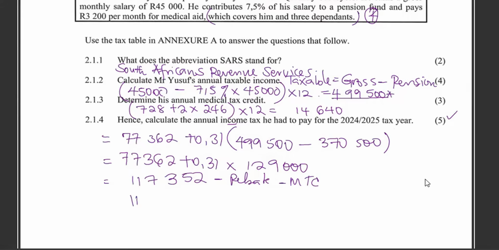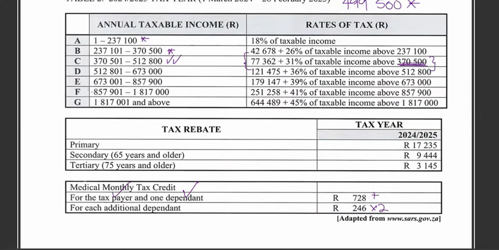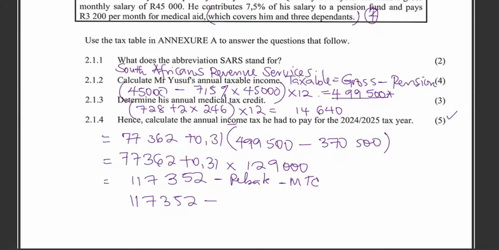So we shall say 117,352 minus the rebate. Now, the person here is 38 years of age. They only qualify for the primary, which is 17,235. So we shall come here, 17,235 minus the medical tax credit that we had here, 1464. At this moment, put it in the calculator and we see.